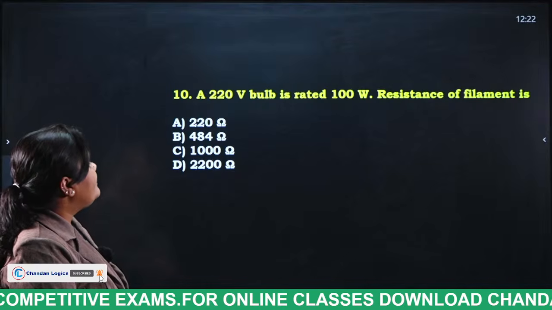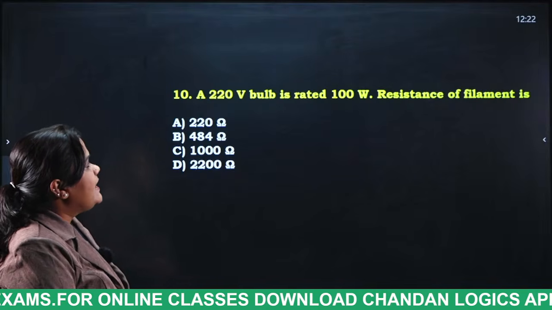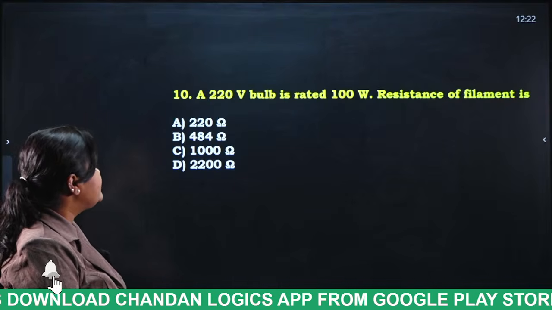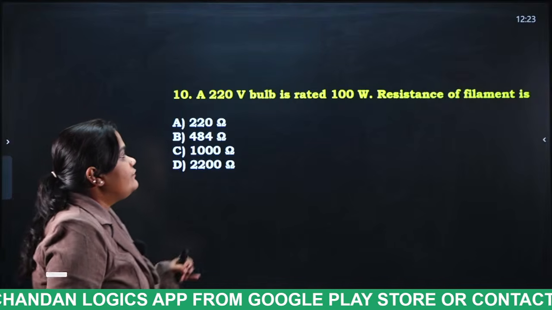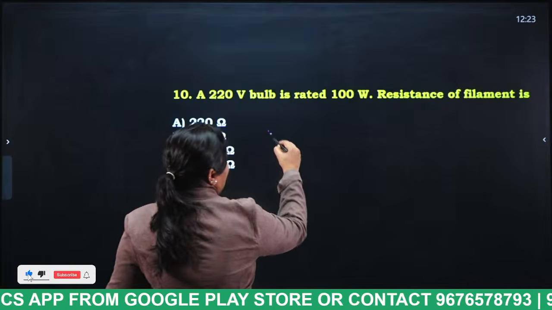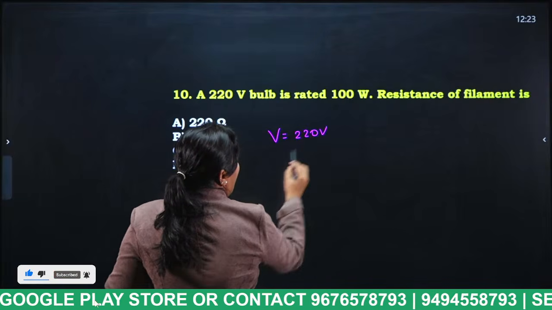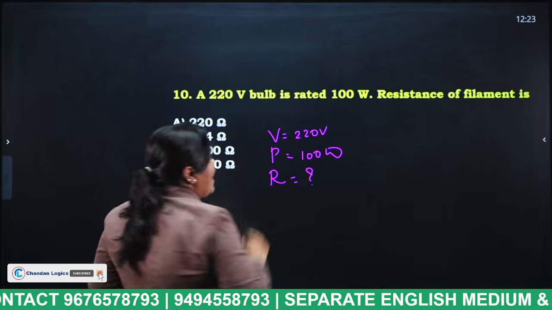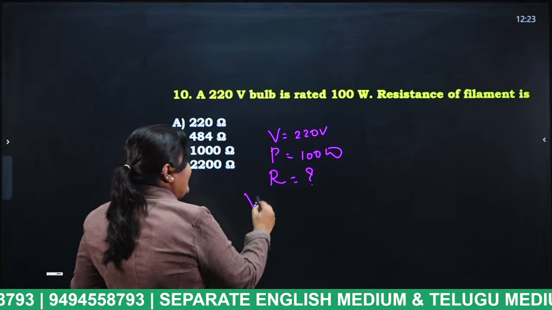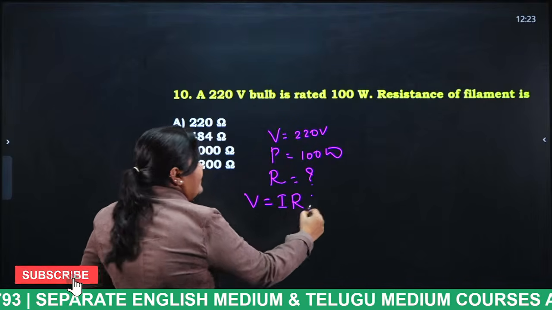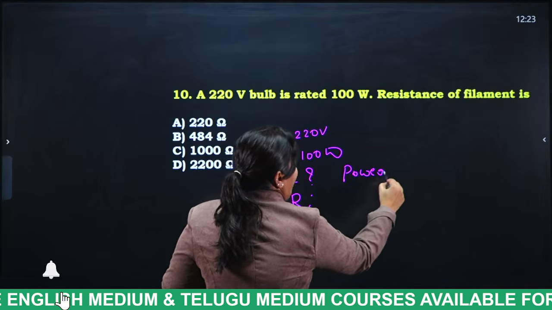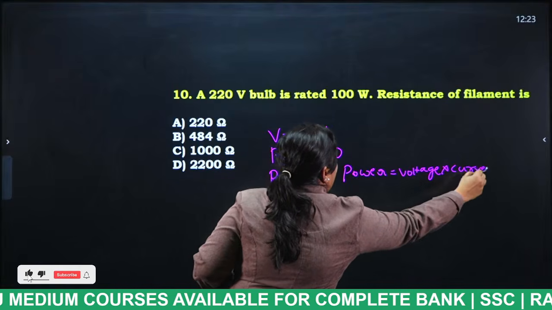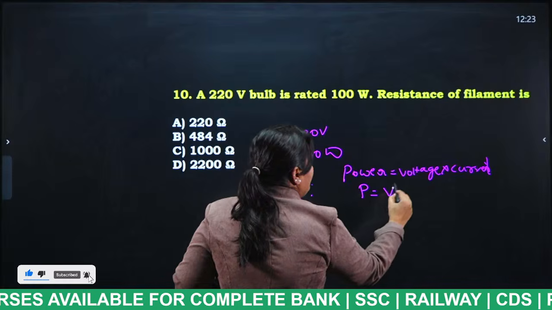A 220 volt bulb is rated 100 watts. Resistance of filament is 220 ohms, 484 ohms, 1000 ohms, or 2200 ohms. So what are the given values, students? Given values are voltage is equal to 220 volts and power is equal to 100 watts. We have to find the resistance. So we all know very well, students, V is equal to IR, and the power formula is power is equal to voltage into current. So remember this, students, P is equal to VI.